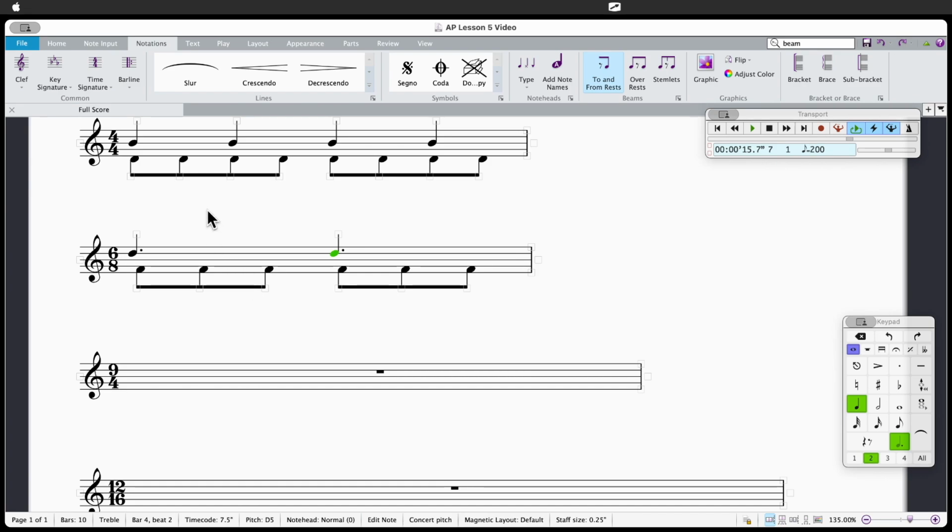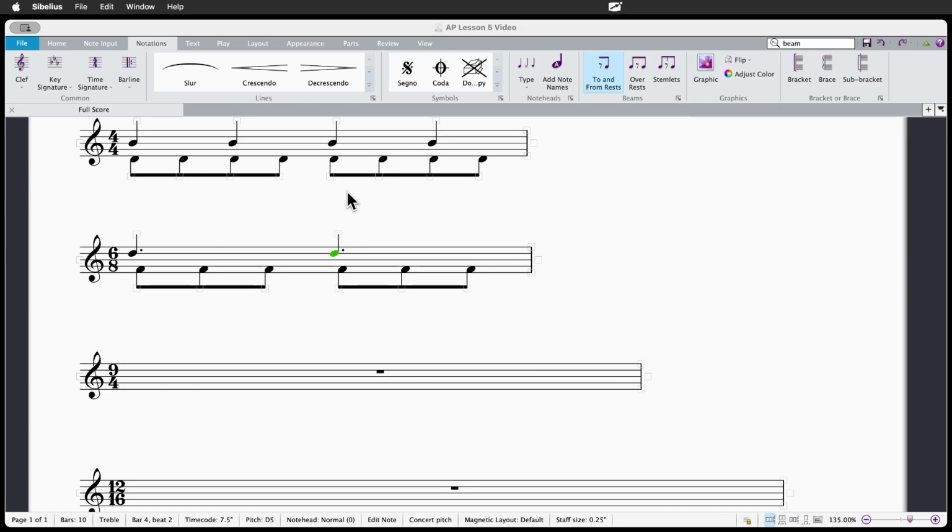Hint number 2 is the division of the beat is in 3 equal parts as opposed to 2 in the simple meter. So this one we would label a compound duple. Duple because it's 2 beats per bar. Compound because it's divided into 3 equal parts. The beat is divided into 3 equal parts.